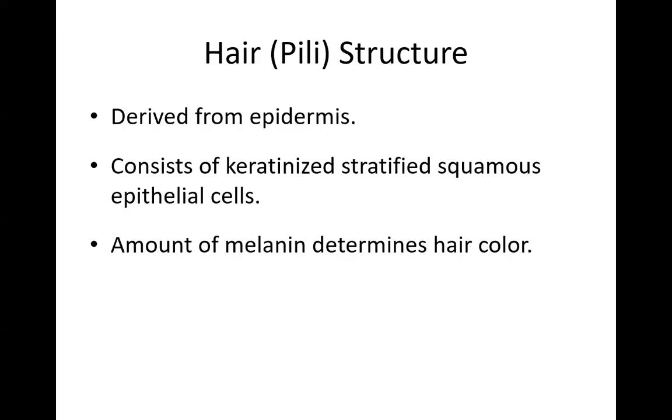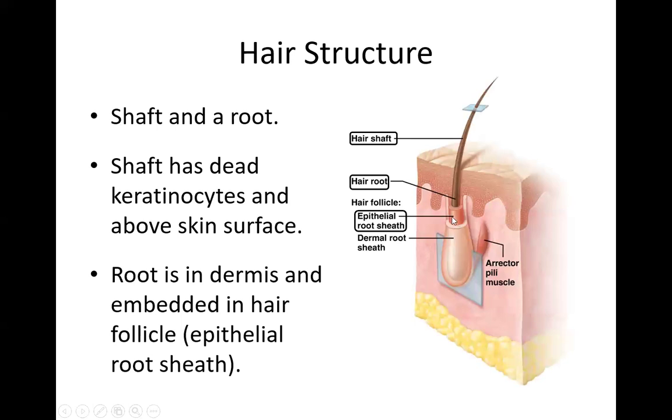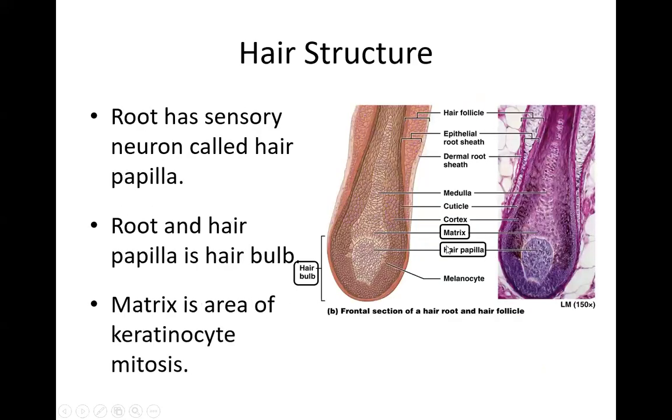The pili of your hair are derived from the epidermis. They consist of keratinized, stratified squamous epithelial cells, and the amount of melanin determines the hair color. The hair shaft has dead keratinocytes above the skin surface, and the root is in the dermis, embedded in the hair follicle epithelial root sheath.